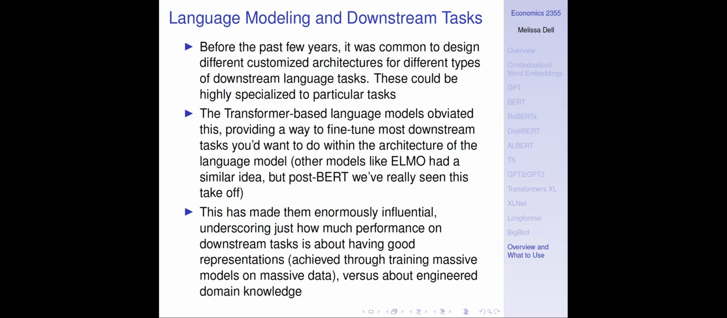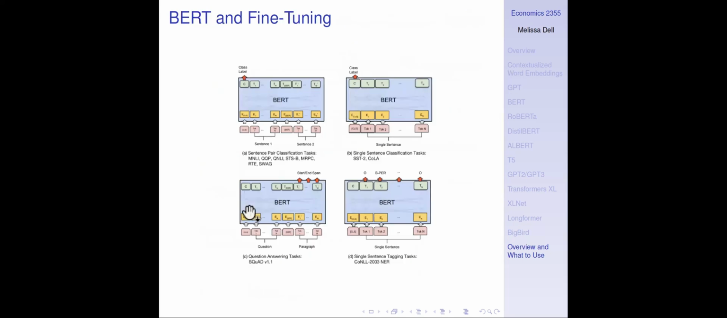And so it really underscores that your performance on downstream tasks is about having good representations from the language model. And you achieve those good representations through training massive models on massive data. And it's not really about having human engineered domain knowledge at all. This is just the figure from BERT, and you see how it works for different tasks. If you want to do sentence classification tasks, so that could be sentiment analysis or topic analysis, or whatever you want to use for classification, you just fine tune BERT by putting your labels on that class token.